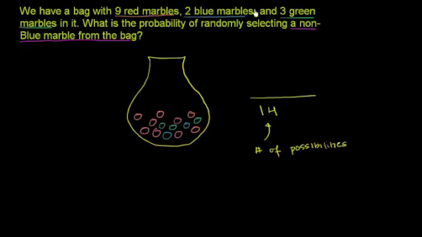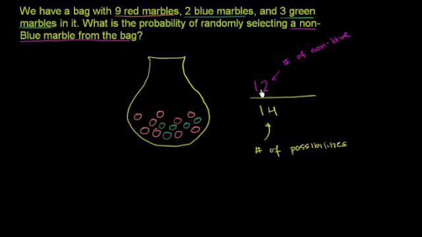You could say there's 14 total marbles. 2 are blue, so there are going to be 14 minus 2, which is 12 non-blue marbles, or you could just count them. 1, 2, 3, 4, 5, 6, 7, 8, 9, 10, 11, 12. So there are 12 non-blue marbles. So that's the number of non-blue. So these are the possibilities that meet our constraints over all of the possibilities.